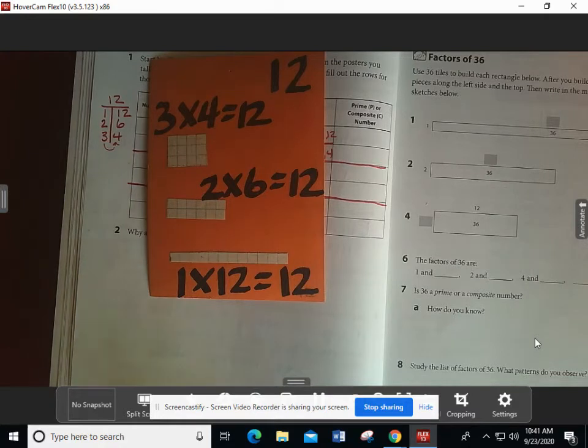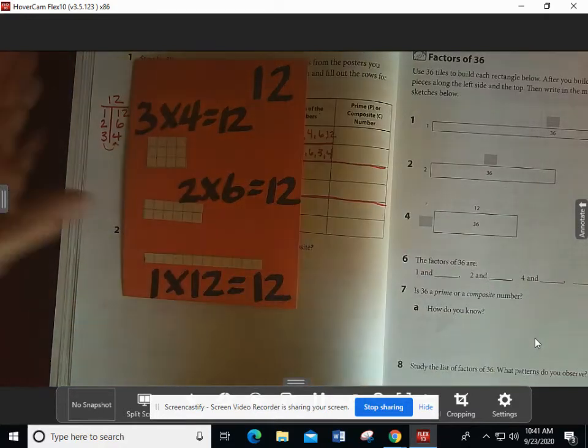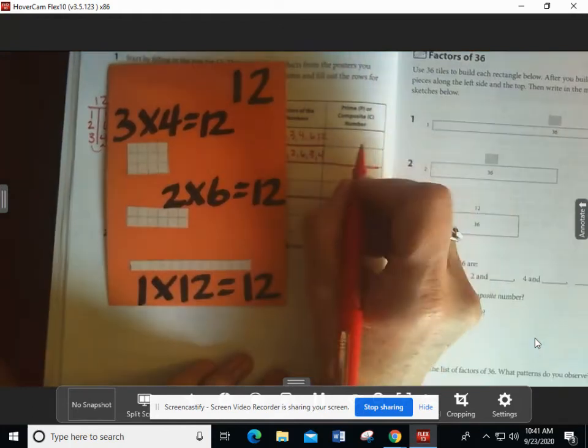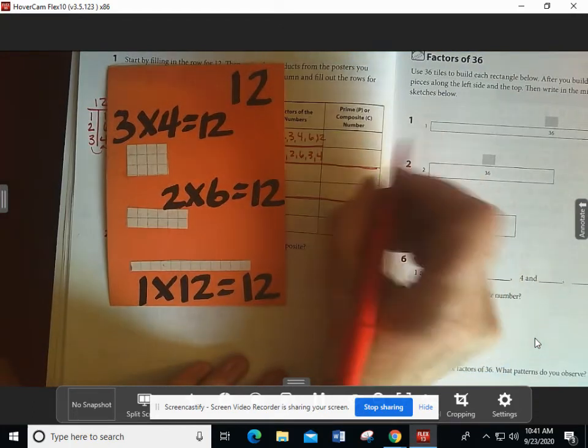Ooh, hands went up because they thought I was going to ask about that. Okay. Now we have decided this is composite. How many of you would rather just write a C instead of composite number? Okay, so you can just put a C.